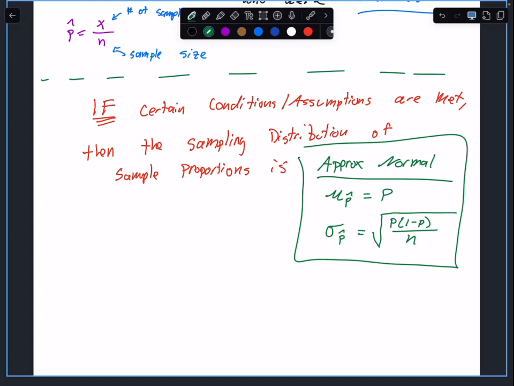Okay, now I said if certain conditions and assumptions are met. In your homework, you have 3 problems where you're going to be checking the assumptions and conditions. You're going to check, do these hold? And 9 times out of 10, the answer is going to be yes, the conditions are going to be met. But you need to show me why those conditions are met.